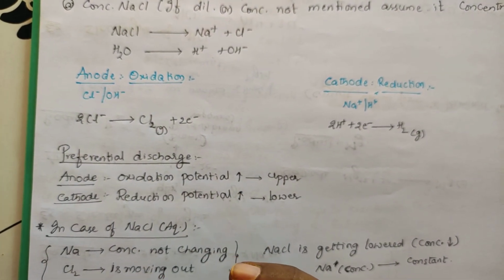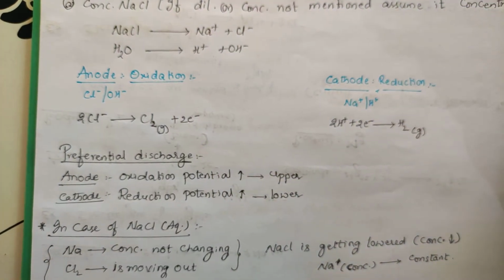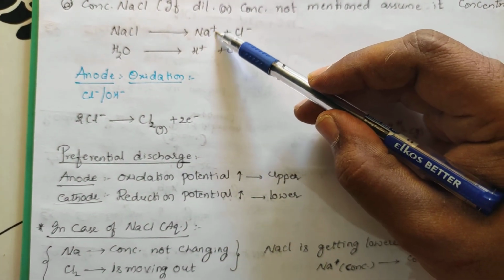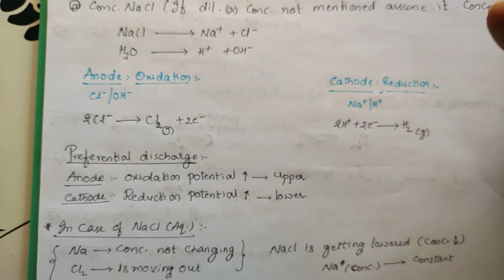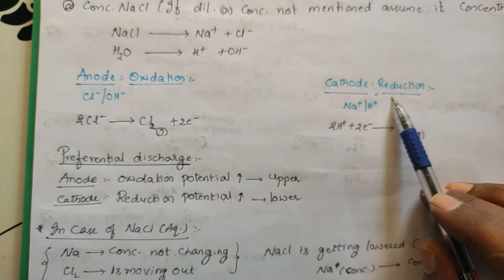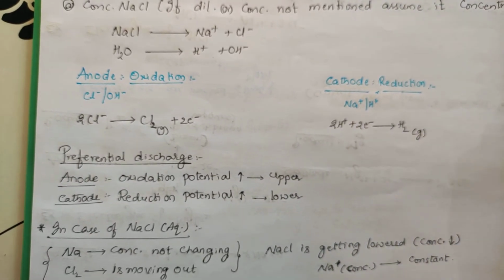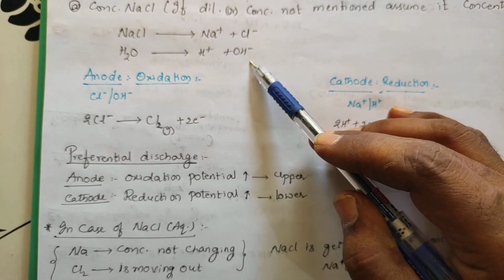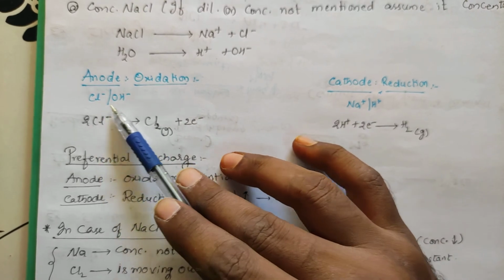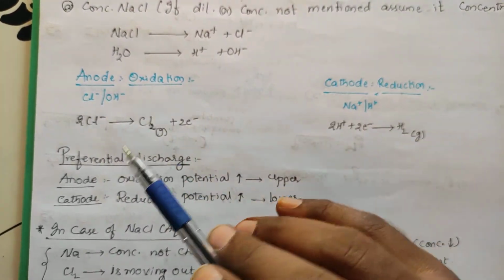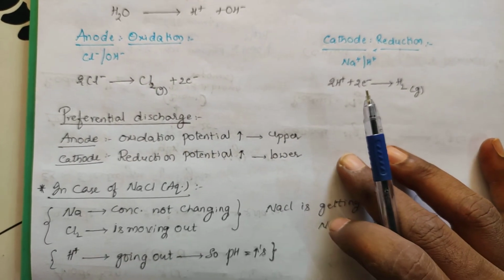Getting me? So if you have two cations, the cation should undergo reduction. Among these two, whichever has higher reduction potential will undergo reduction. Among Na plus and H plus, H plus has more reduction potential, so this undergoes reduction. Among chloride as well as hydroxide, one should undergo oxidation. Among these two, whichever has higher oxidation potential will be preferentially discharged, and the other one remains in the solution itself.